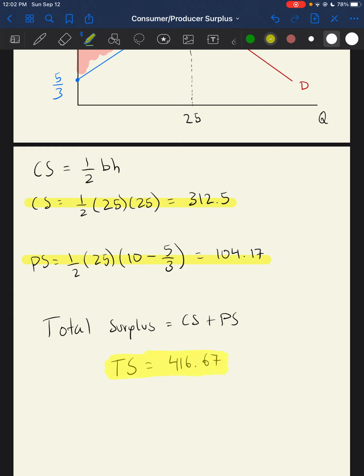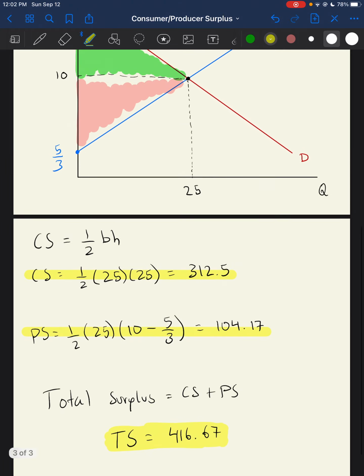This total surplus is the total economic surplus that exists from both the consumer side as well as the producer side to those individuals who are participating or engaging in this market transaction. Okay, so that's about it for this video.